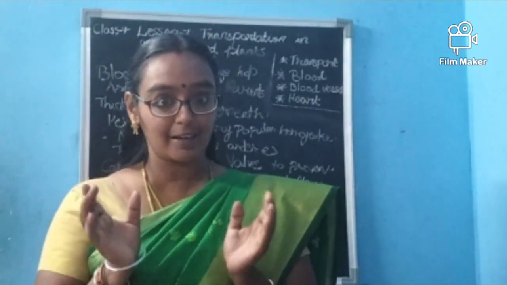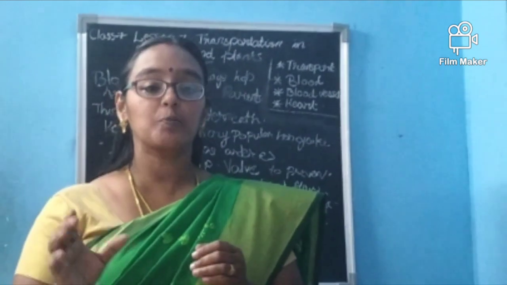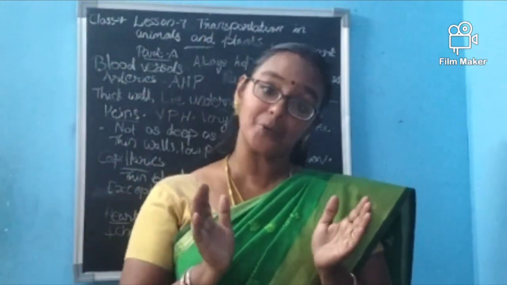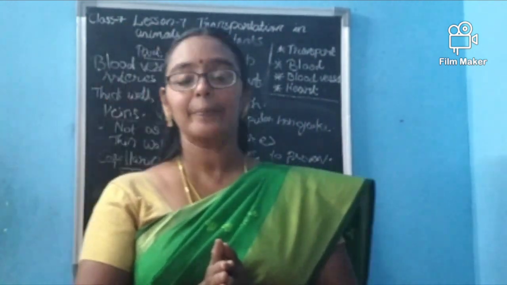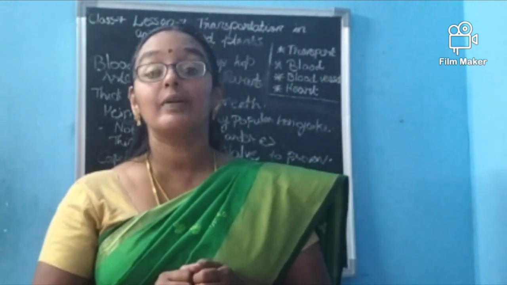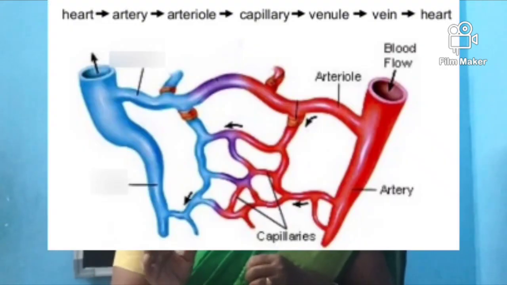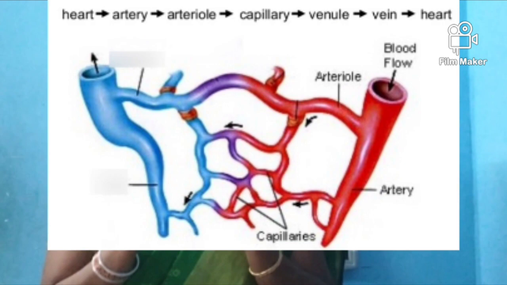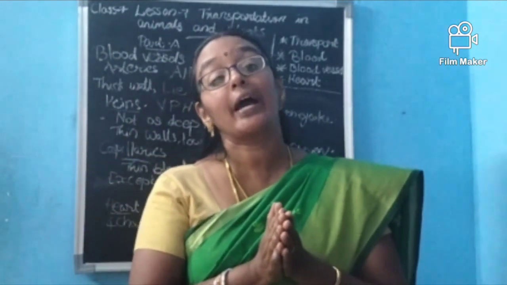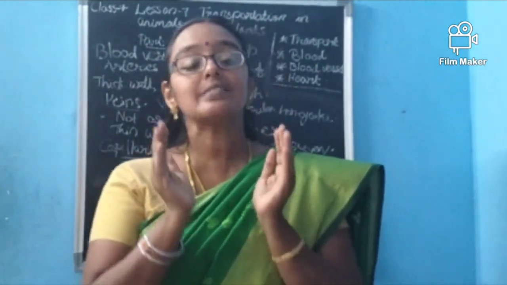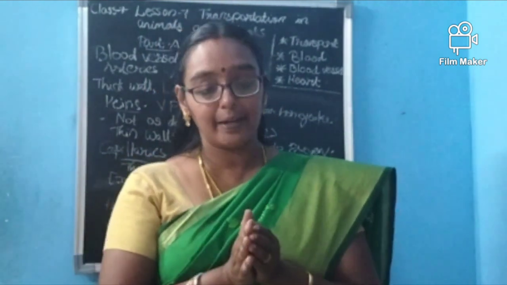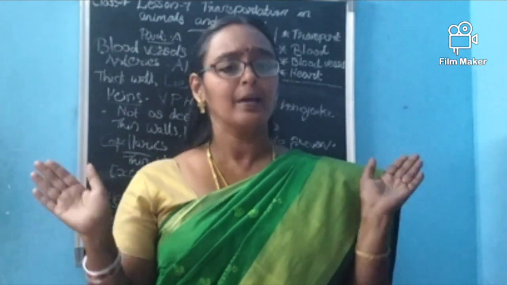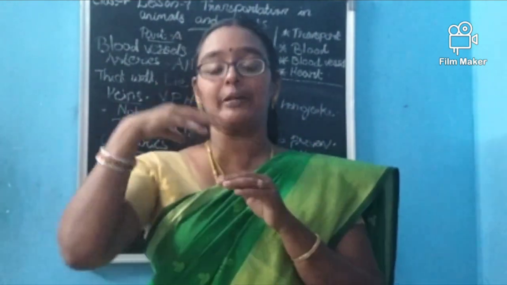Blood vessels are like tubes which transport the blood from one part to another, especially from the heart to the different parts of the body. Then the blood vessels are divided into three: arteries, veins, and capillaries. When we hear the word artery, we should have in mind that arteries are the ones which carry blood from the heart to different parts. Always it will be like that.